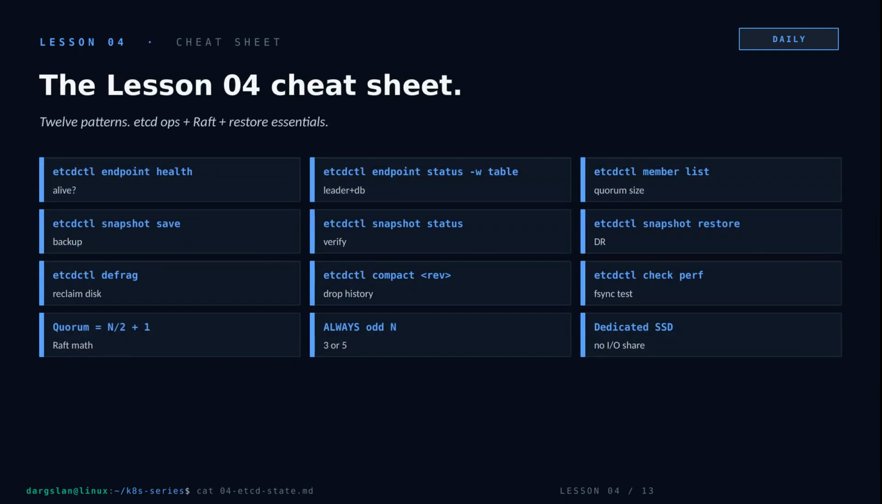Pin this one. 12 patterns covering everything we've walked through. Health, status, and member list to observe; snapshot save, status, and restore for your disaster recovery loop; defrag, compact, and check perf for ongoing hygiene. And the 3 rules you never break. Quorum is n over 2 plus 1, always an odd number of members, always a dedicated SSD. If you remember nothing else from this lesson, remember this grid.